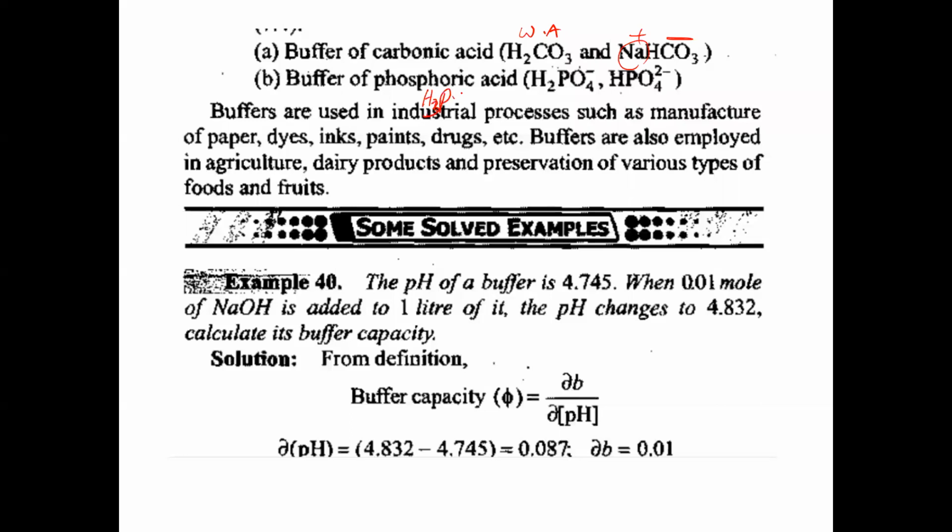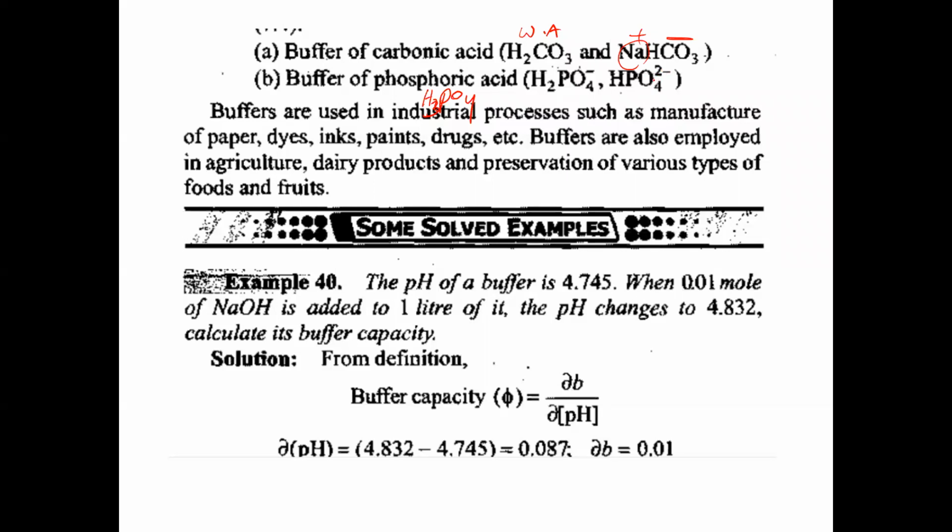H3PO4. H3PO4 is what? Phosphoric acid actually. From this H3PO4 we get H2PO4 minus and HPO4 minus 2. So these two together will form what now here? Buffer. Okay. So H2PO4 minus ion and HPO4 minus 2.